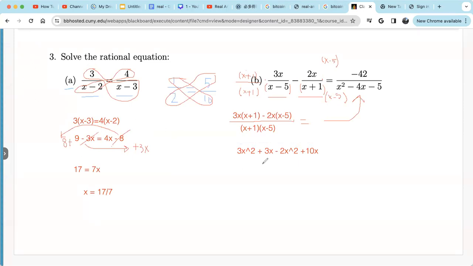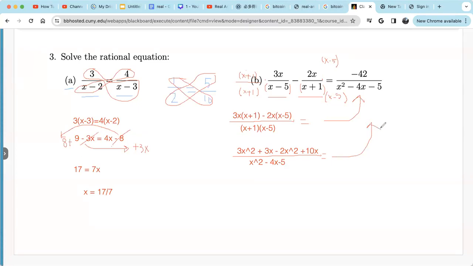For my denominator, maybe I can multiply out, right? If I multiply x plus 1 with x minus 5, I get x squared, minus 5 plus 1, that's minus 4, so my middle term is minus 4x. Positive 1 times negative 5, my constant term is negative 5, right? Then this equals the right-hand side.